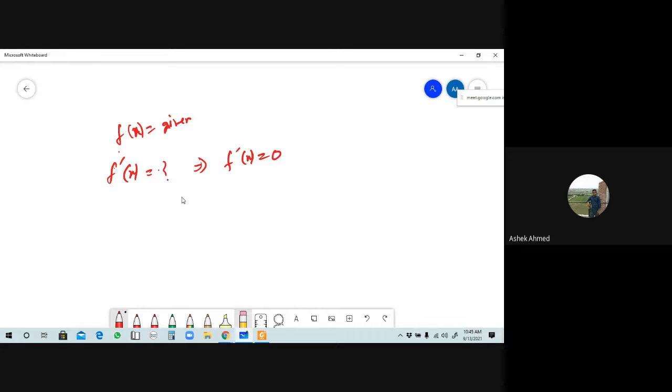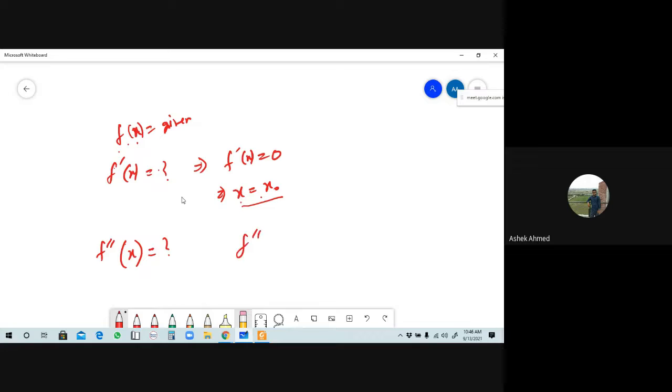You have to set this, then from here find the values of x. Those values will be called the critical points. The function f of x has either a maximum value or a minimum value at the critical point x equals x0. Then you take another derivative, the second derivative of f of x. After finding the second derivative, you have to substitute x by x naught.